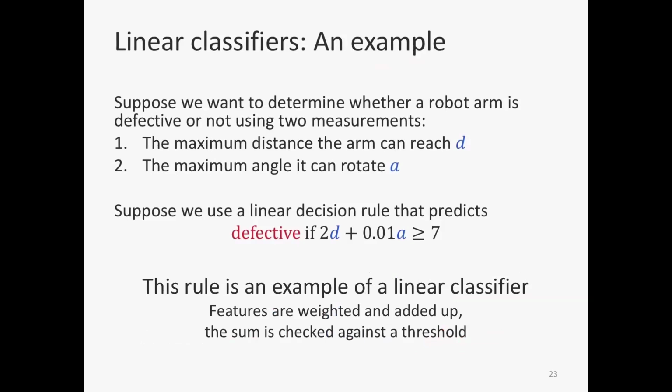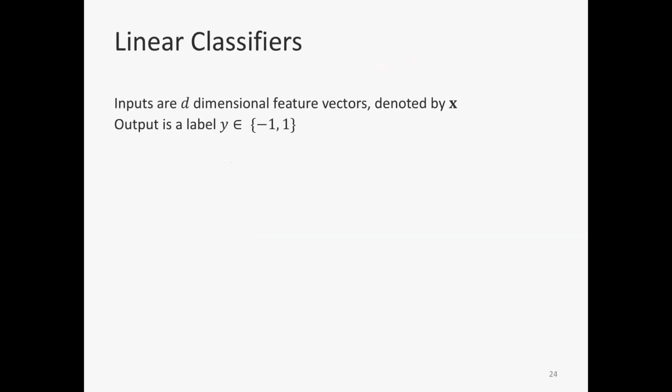It's a very simple idea. Every feature gets its own weight. Every feature gets multiplied with its weight. You add up the weighted feature values, and you check that sum against the threshold, and it's an inequality. Either it goes one way or the other, and so you get two labels. Let's generalize this a bit.